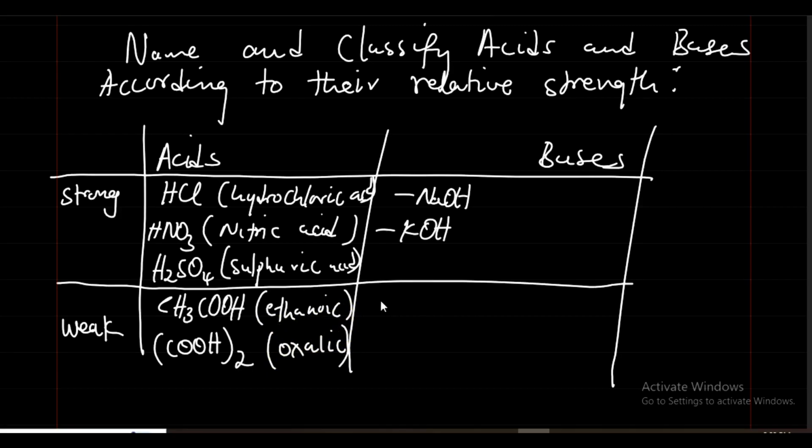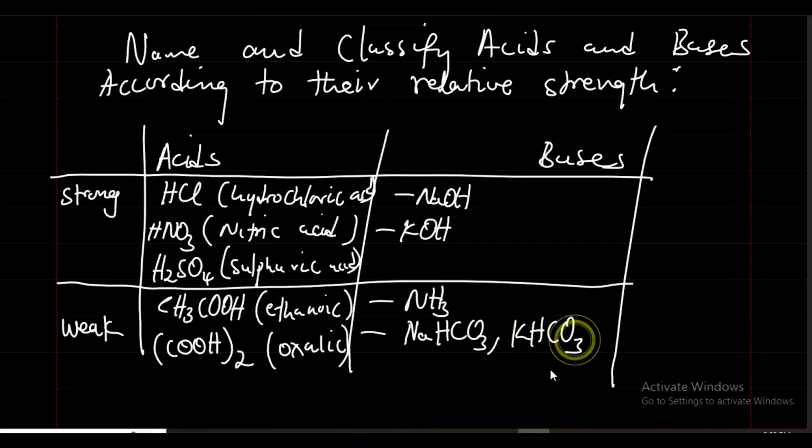And then what about weak bases? Let's start with the famous one, ammonia. And then the second famous one, sodium hydrogen carbonate, which commonly is named as sodium bicarbonate, and we also have potassium hydrogen carbonate. And then what else do we have? Again, we have calcium carbonate.